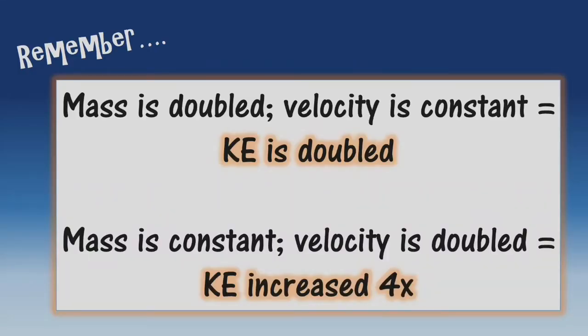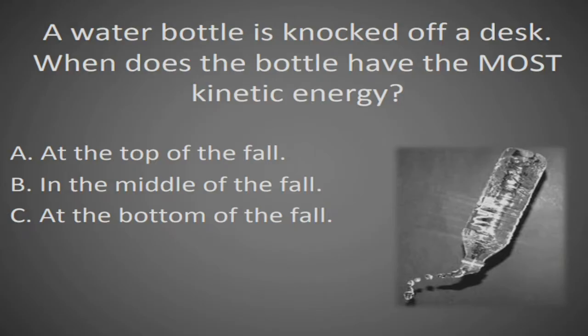Remember, when the mass is doubled and velocity is constant, the kinetic energy is doubled. When the mass is constant and velocity is doubled, the kinetic energy is increased 4 times. Another example, a water bottle is knocked off a desk. When does the bottle have the most kinetic energy?